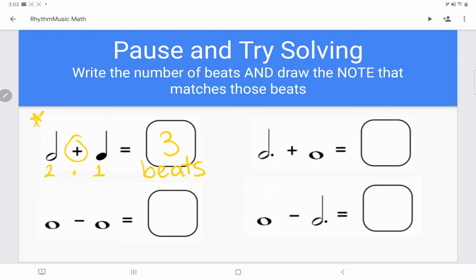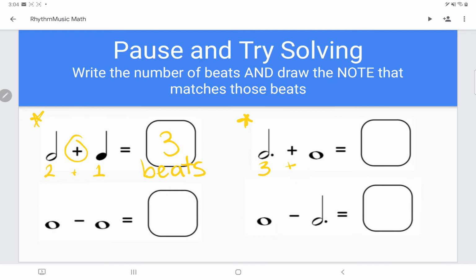Not so bad, right? Now let's go to our next addition equation. For this one, I'm starting off with a dotted half note. I know this because it looks just like a half note. It's empty, it's got a stick attached, and it's got its dot following it. Remember, that little dot adds that extra beat. So all together, this is going to be 3 beats by itself.